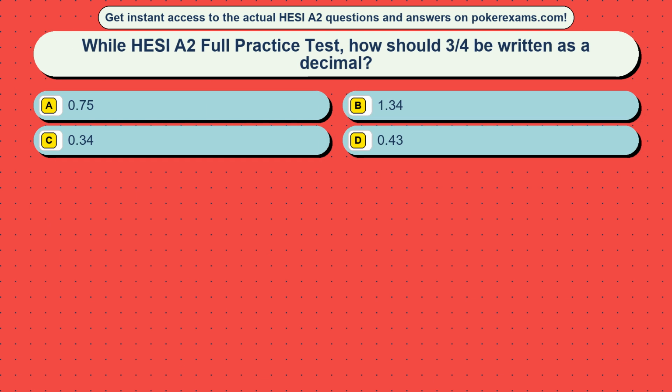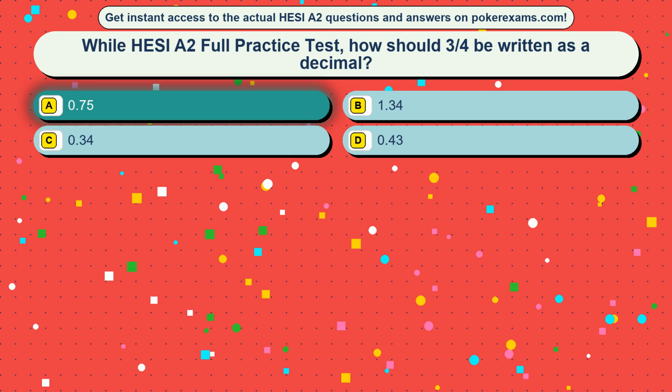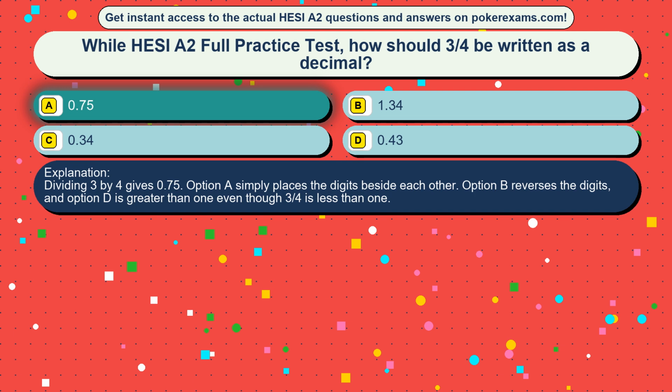Question 27. HESI A2 full practice test, how should 3/4 be written as a decimal? Option A, 0.75. Option B, 1.34. Option C, 0.34. Option D, 0.43. The correct answer is option A, 0.75. Dividing 3 by 4 gives 0.75. Option A simply places the digits beside each other. Option B reverses the digits, and option D is greater than 1 even though 3/4 is less than 1.